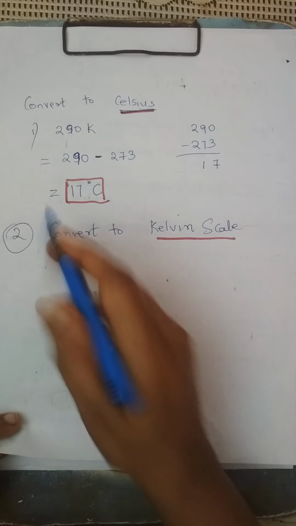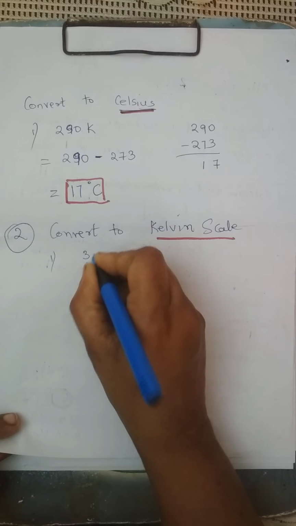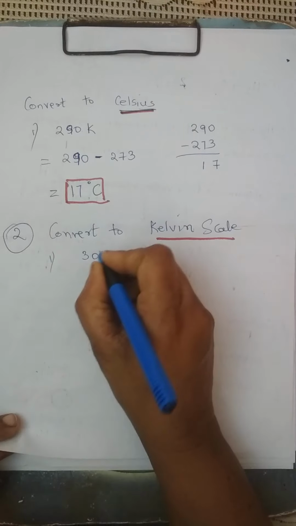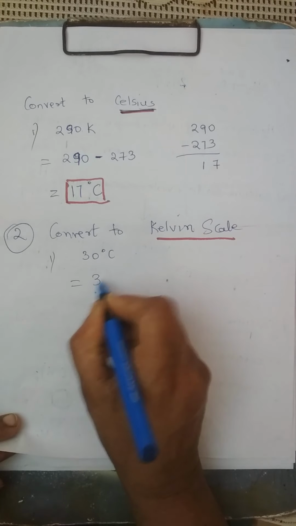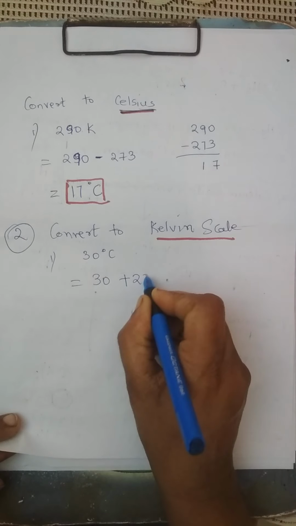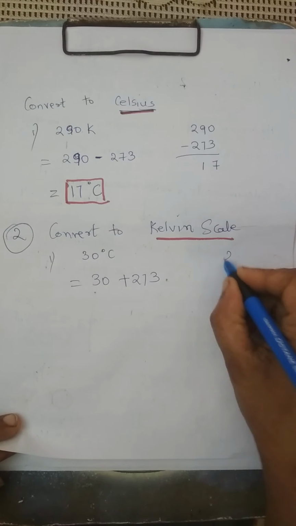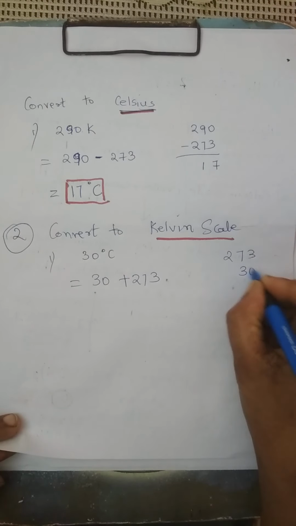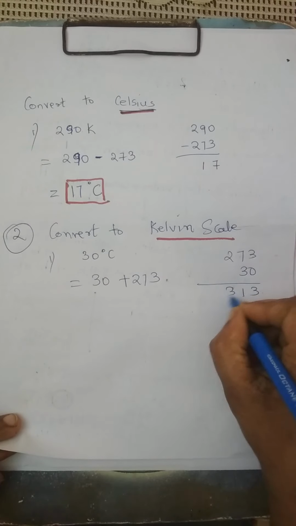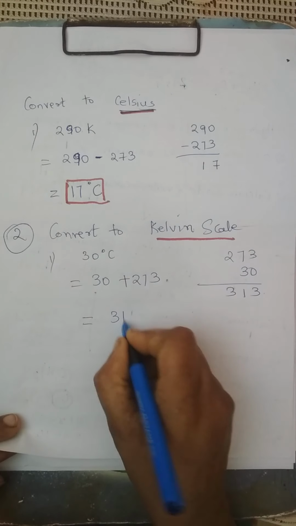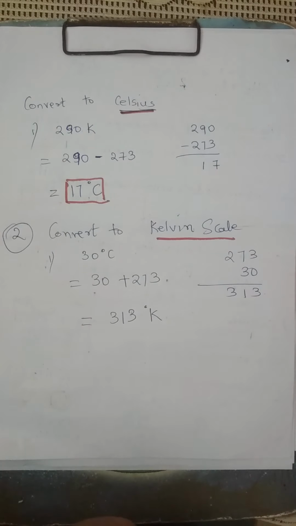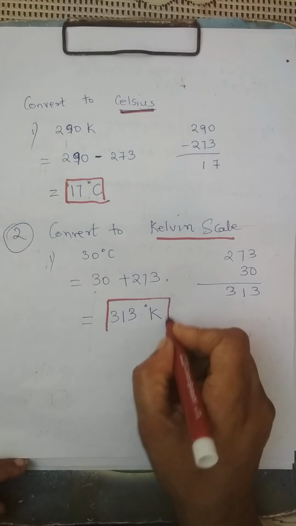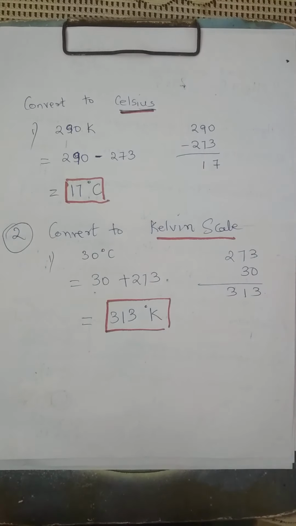We'll take another example. 30. Okay, so now I want to convert to Kelvin. So 30 plus 273 equals 303 Kelvin. You have to write the unit, if you don't write this, they cut marks. And remember, to get Kelvin, you have to add.